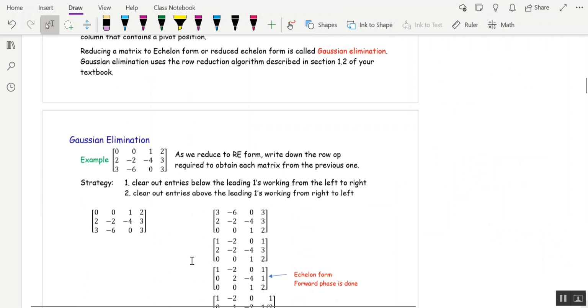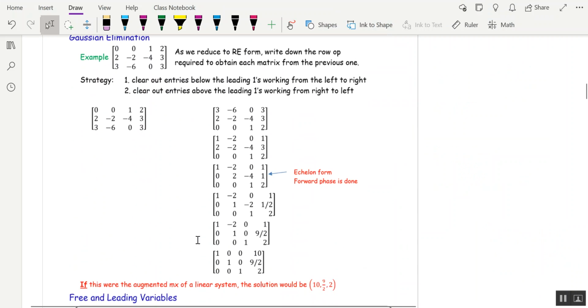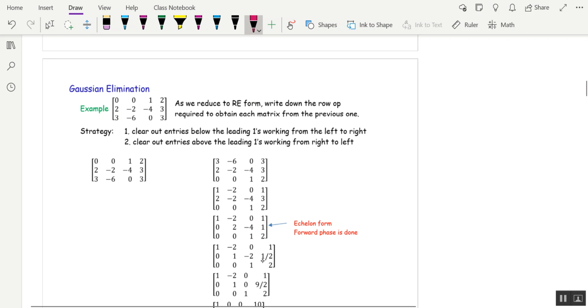So back to this. Let's take a matrix, reduce it to reduced echelon form. I call that RE for reduced echelon. Now I've already done the reductions, but let's identify what happened at each step along the way. And I want to show you that when you reduce a matrix to reduced echelon form, there's a direction you have to go. You have to start at the top, clear out entries below leading ones, or any leading entry, working from left to right. That's called the forward phase.